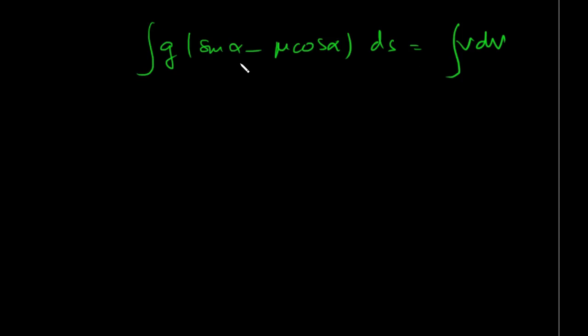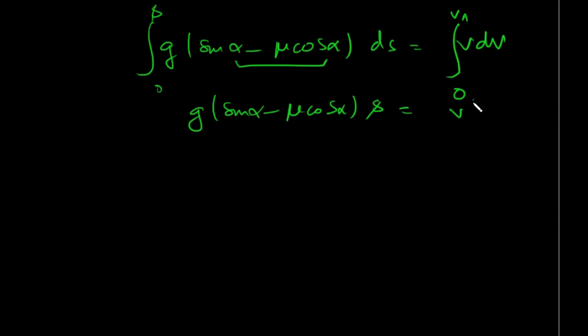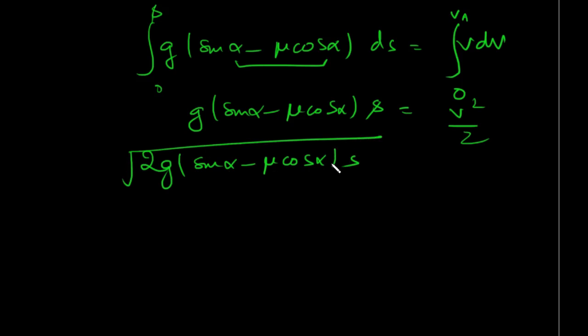Now we can integrate. Alpha is constant. So this will be from 0 to v, and this will be from 0 to s. So this will be g into (sine alpha minus mu cos alpha) s. This is equal to v square by 2. So v is the root of 2g into (sine alpha minus mu cos alpha) s.